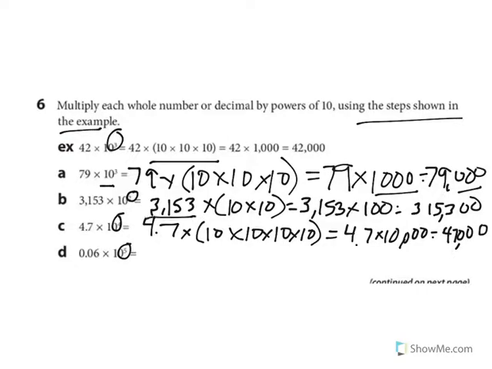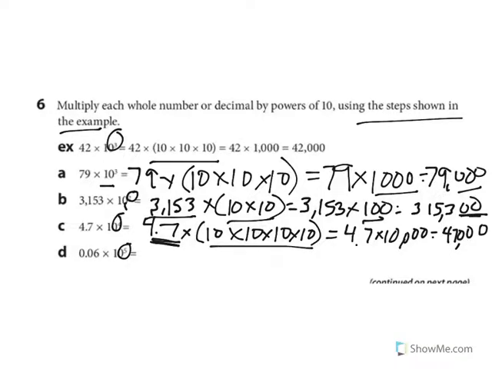I have 3,153 times 10 times 10, 10 to the second, which is 100. And then all I do is I take and I add my 2 place values at the end. The next problem is a little different because we see a decimal. The decimal is part of one of those zeros, in quotes, or place values.